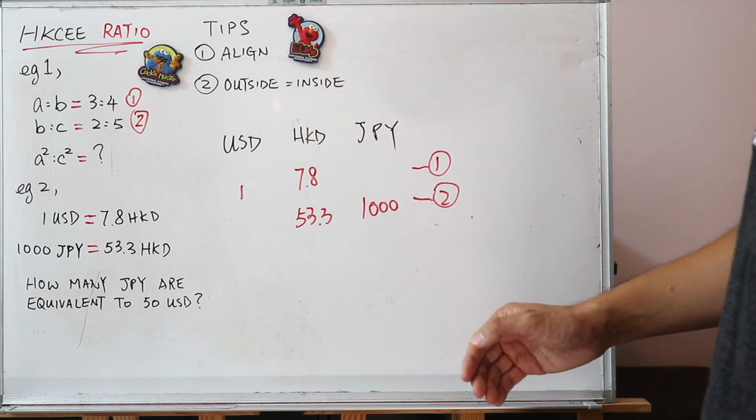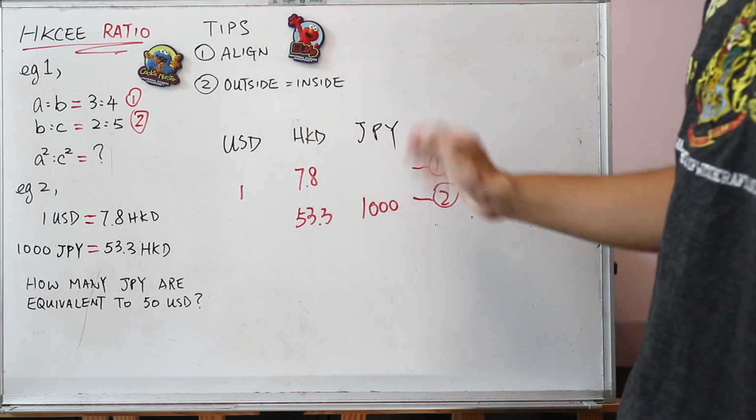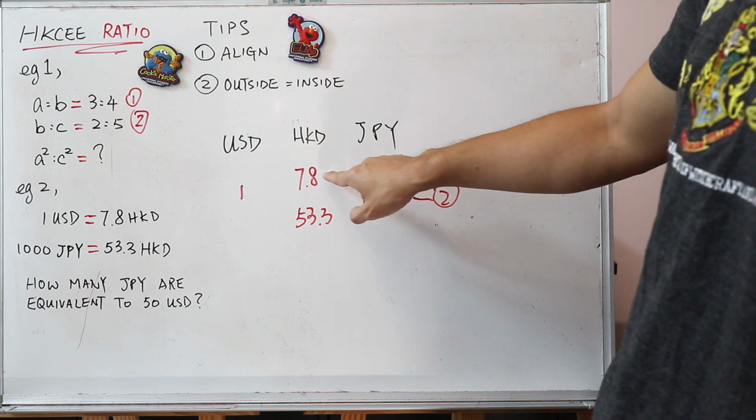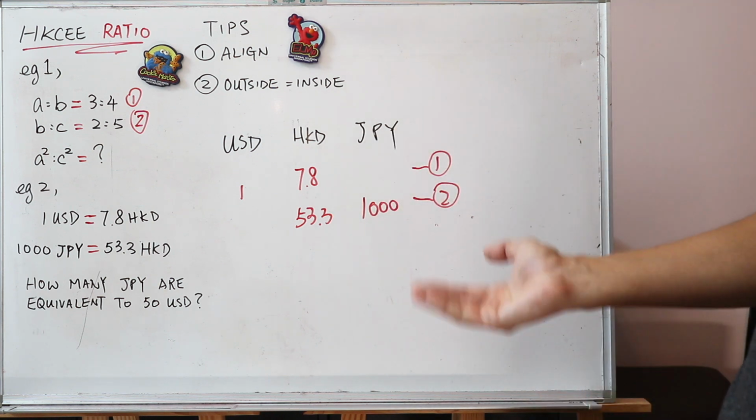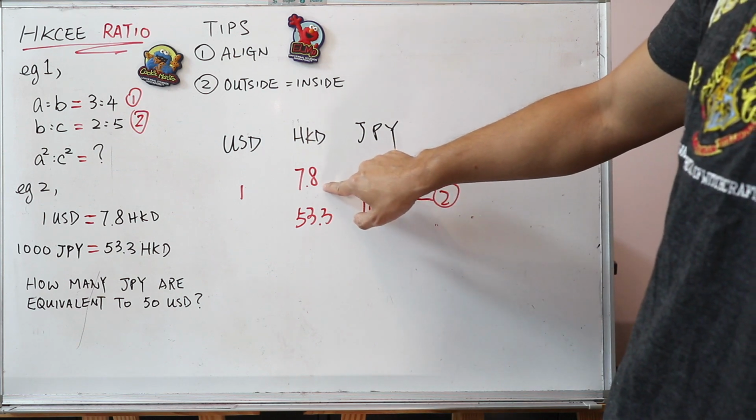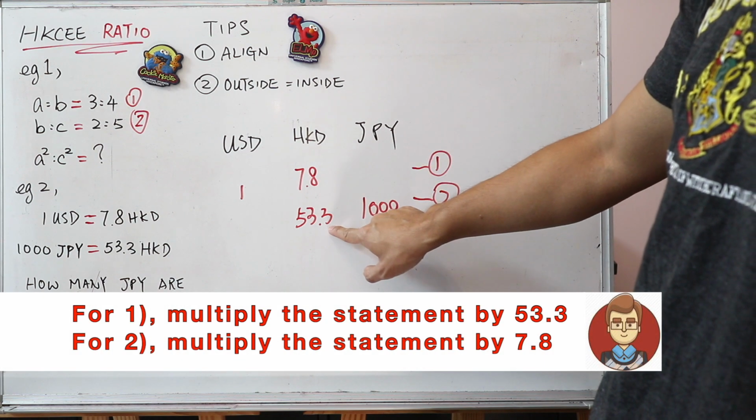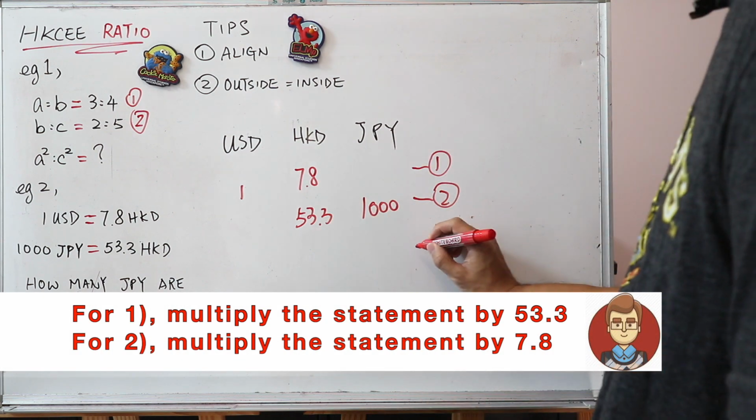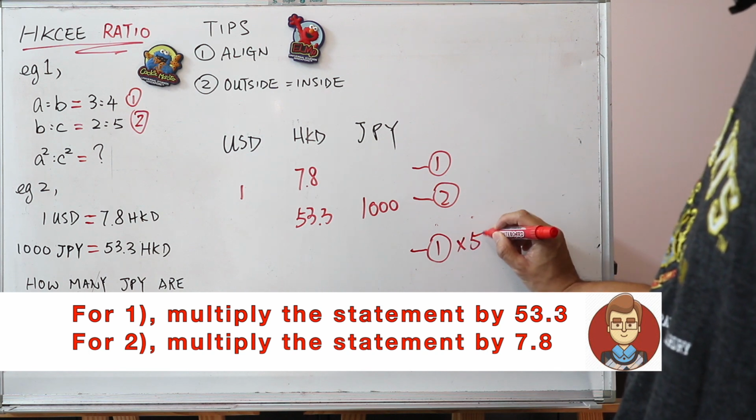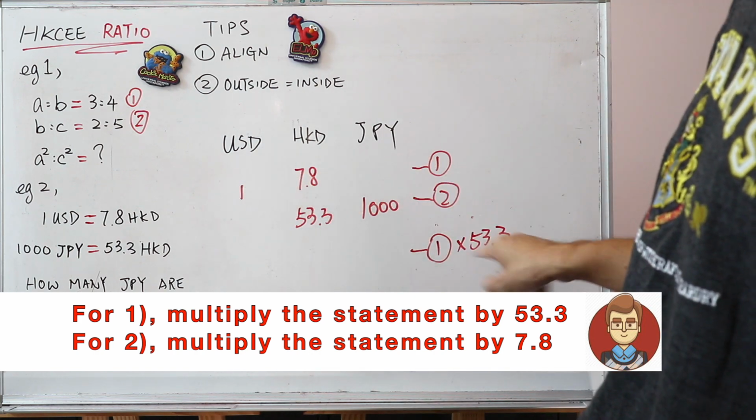For this example here, you want to find a column that has more than one number. So in this case, HKD, okay, this column has more than one number. But we want to make these two numbers the same. How can we make them the same? It's actually quite easy. All you have to do is multiply this 7.8 by 53.3 and multiply this by 7.8. Multiply proportion statement number 1 by 53.3. Okay? So multiply this by 53.3.